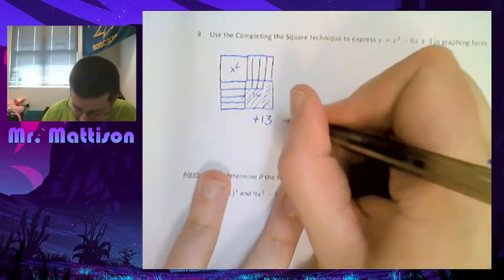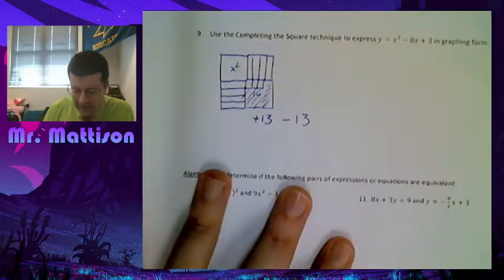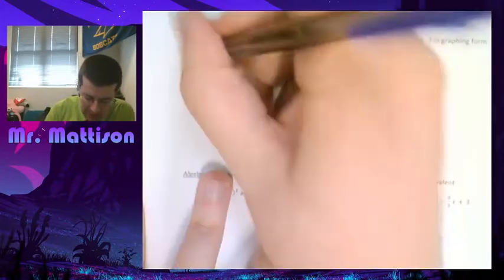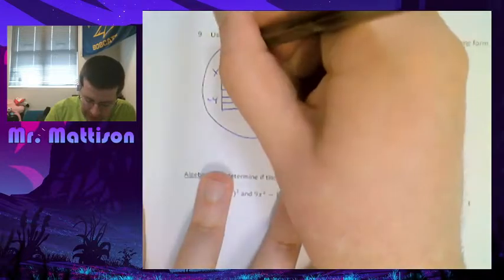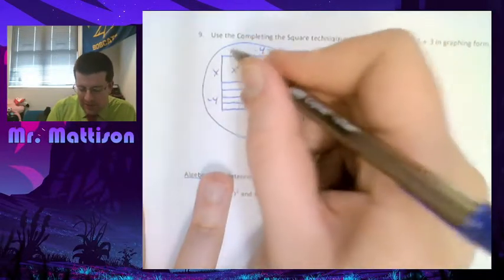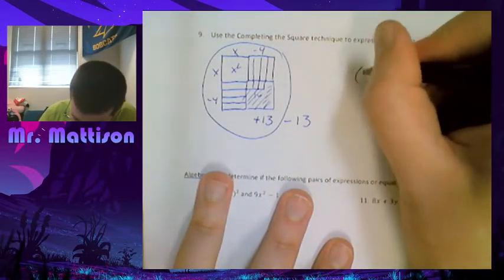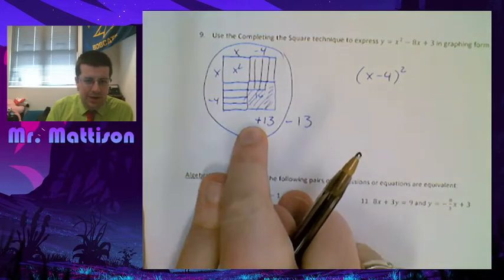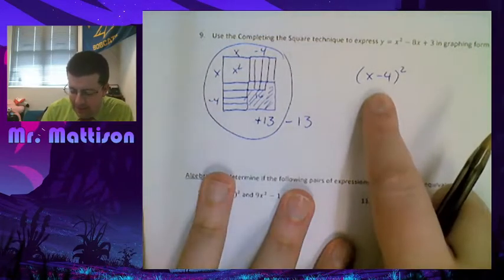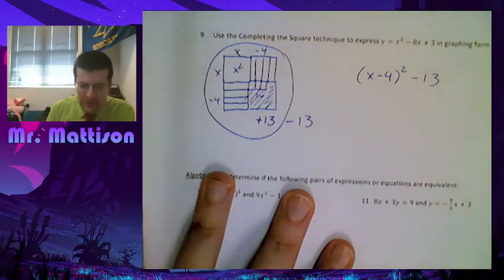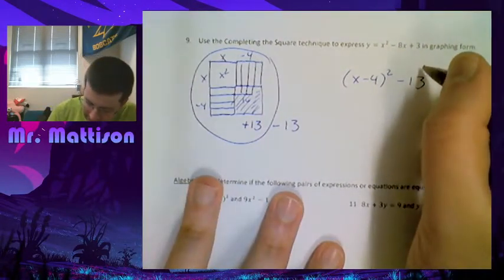I have to balance it out by subtracting it off on this side as well. So all of this is my square, which is x minus 4 by x minus 4. So x minus 4 times x minus 4 is just x minus 4 squared, hence it being called squared because it makes the actual square, right? And then I had that minus 13 on the outside, and there is my graphing form.